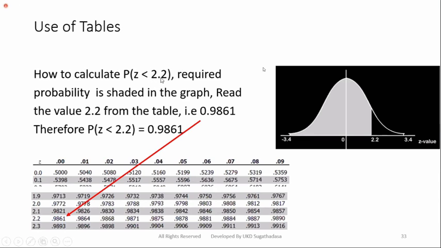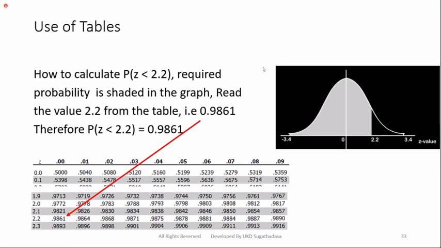Less than 2.2: see the table here. Just a red arrow is specified. 2.2 is the first row, and the other columns 0.05, 0.06 are used when you have values like 2.25, 2.26, 2.27, 2.28 likewise. Initially you have only 2.2 to practice. Read this particular value: less than 2.2 means 0.9861. Therefore the probability less than 2.2 is 0.9861.